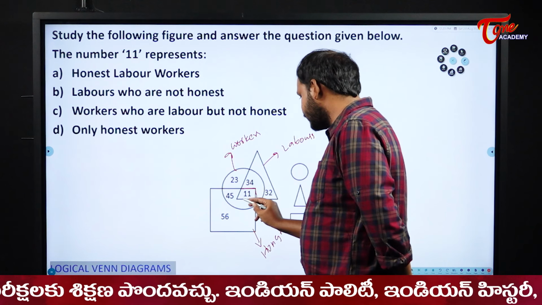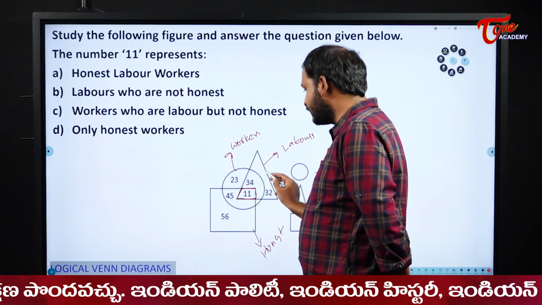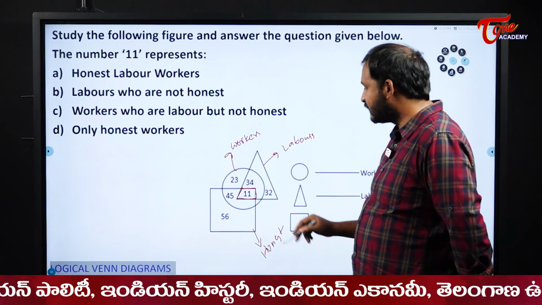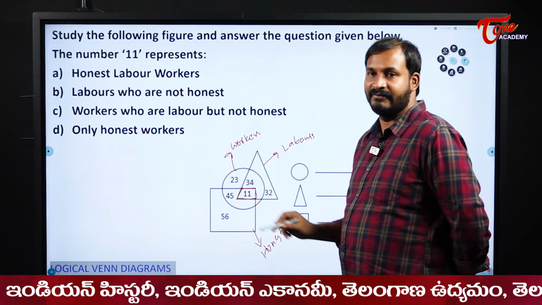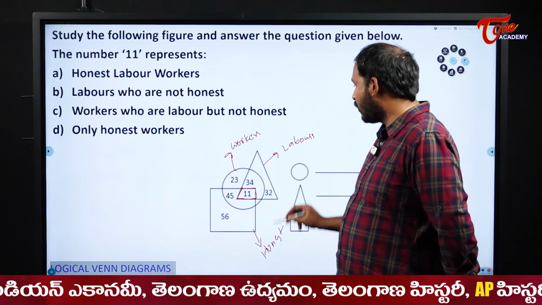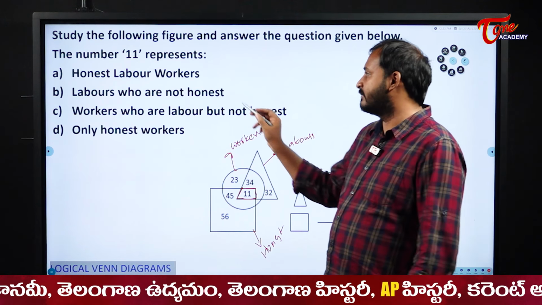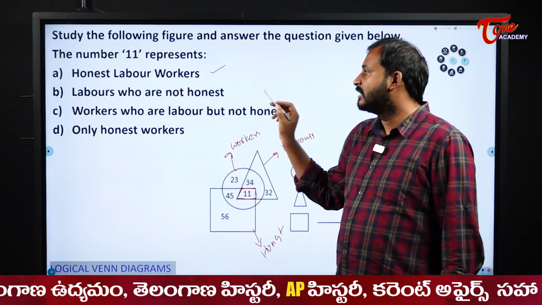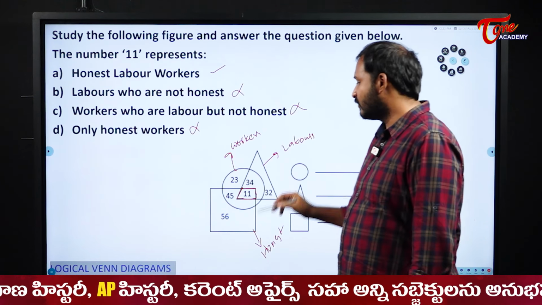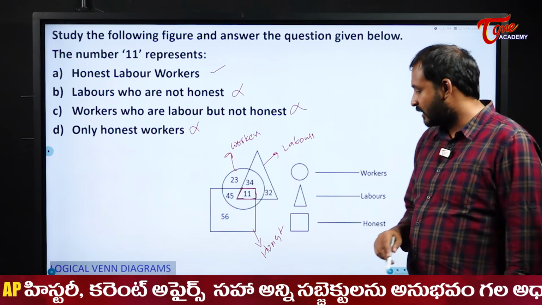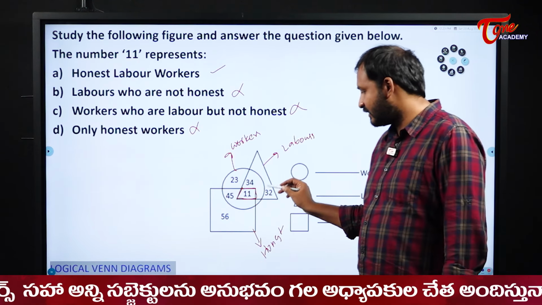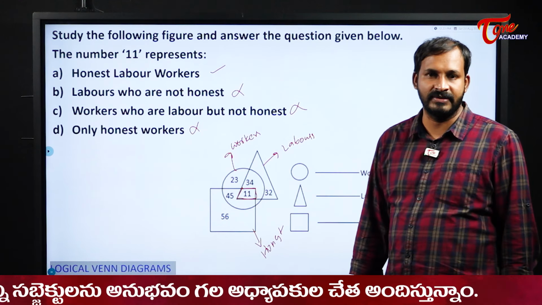What is this 11 area, students? It was there in the circle, it was there in the triangle, and it was there in the square as well. So all the three qualities are there in this 11. So what can I take? Honest workers and laborers. Honest labor workers, yes, that is our answer. Not laborers who are not honest, not only honest workers. All three qualities are there for the 11 category. So our answer here becomes that one.